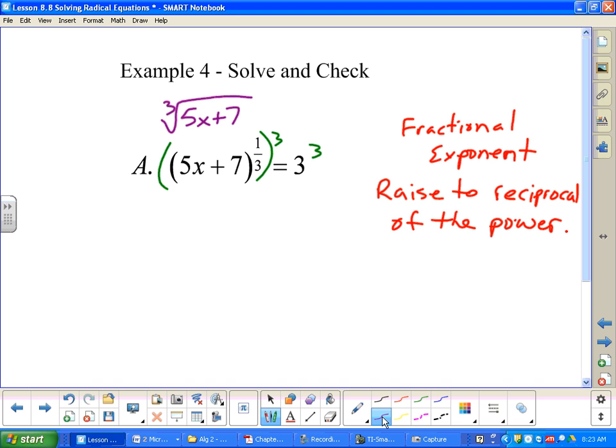What that does then is, what's 1/3 times 3? When we multiply those two exponents together using that power property, it just gives me 1 there. So I have 5x plus 7 on the left and 3 cubed, or 27, on the right. And then we just solve it.